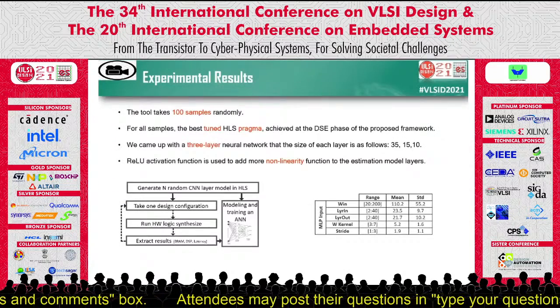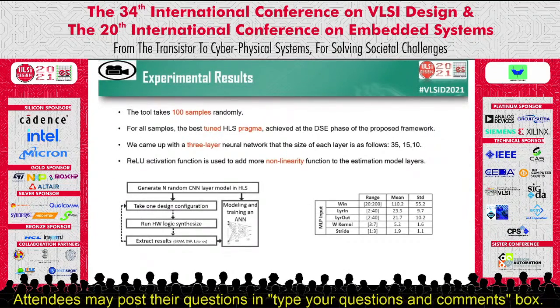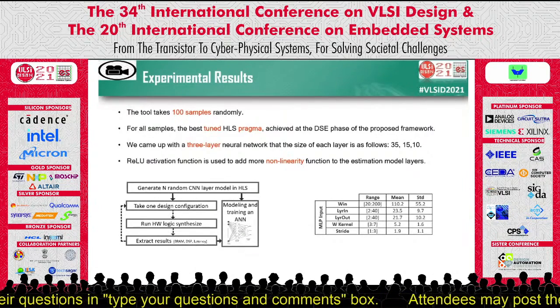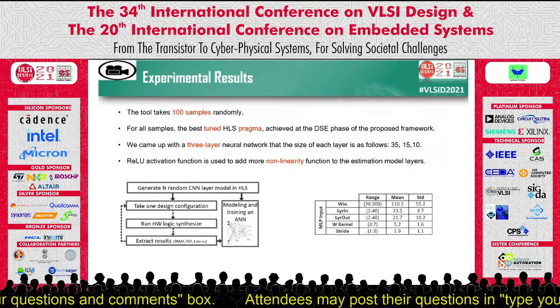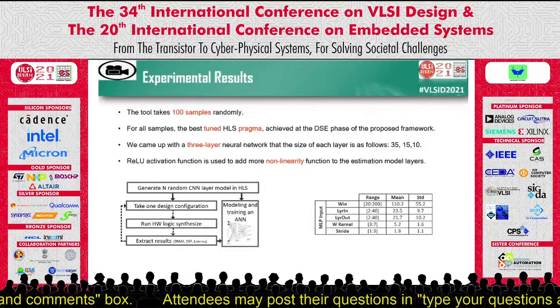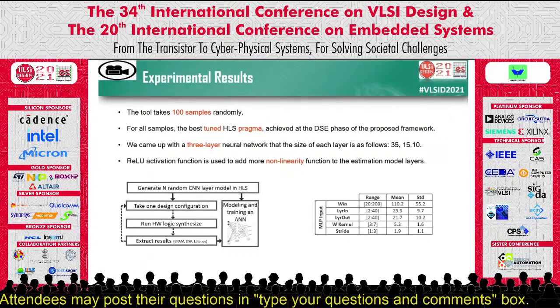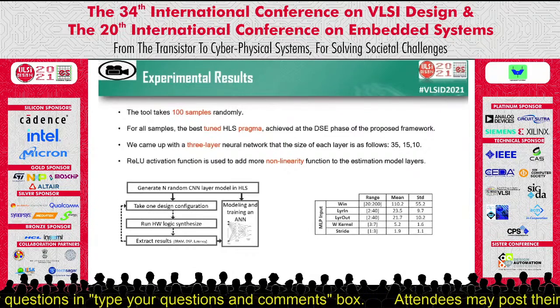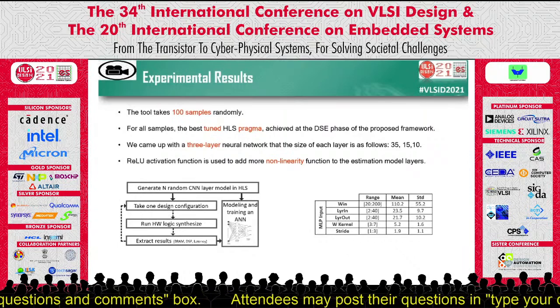The tool takes 100 samples randomly for training the performance estimator using the range of each hardware accelerator shown in the table. For all samples, the best tuned HLS pragma in the space exploration phase of the proposed framework is used, and the FPGA clock and data precision are set at 100 MHz and 16-bit fixed point respectively.